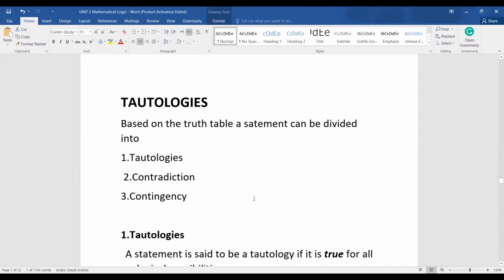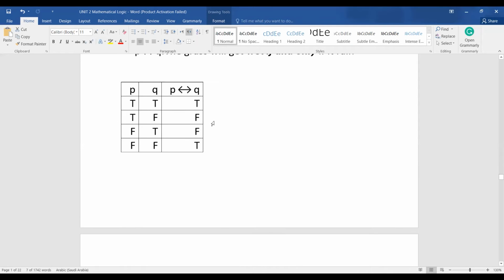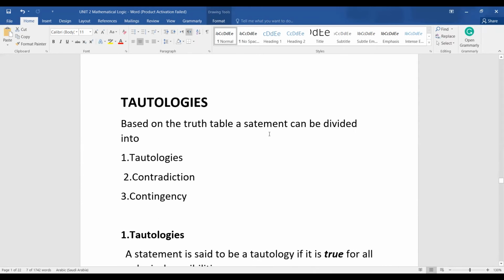Here we took the truth table. Next, there will be different types of truth tables. All truth tables are not the same. We have three different types: tautologies, contradiction, and contingency. We'll take each one of them.